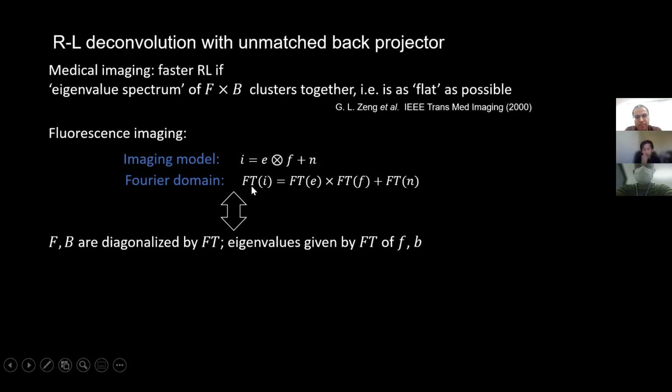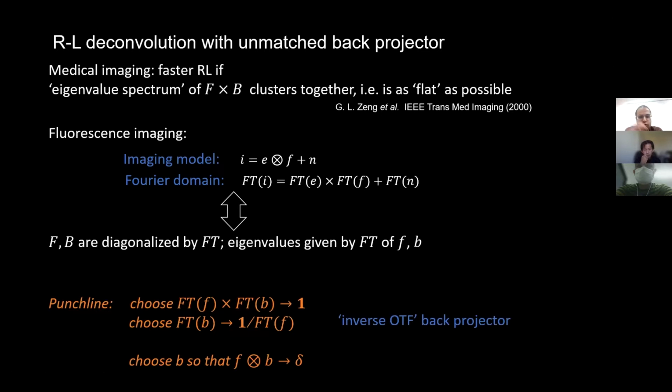This now lets us link this imaging equation back to the first statement that I gave you. The punchline is, if you pick B such that the Fourier transform of F times the Fourier transform of B tends towards a constant, or 1 if you normalize, or if you rearrange these terms, if you pick B such that its Fourier transform tends towards 1 over the Fourier transform of F, or in real space, if you pick B such that the convolution of F and B tends towards a delta function, this guarantees a faster deconvolution. And for those of you that think about transfer functions, this is picking B such that its Fourier transform is like an inverse optical transfer function.